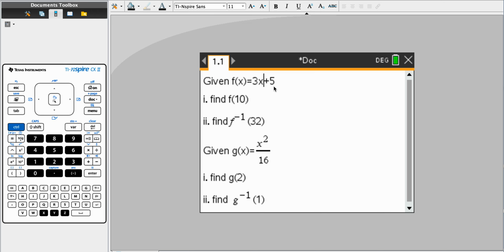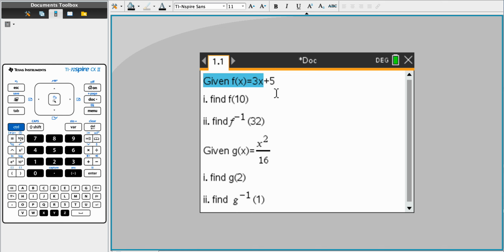Function here, 3x + 5, and after that we're going to find f(10) and the inverse function of 32. And we have another nonlinear function, g(x) = x squared over 16, and we're going to find g(2) and the inverse function of 1. Okay, there are two ways of solving this. Let's just focus on the linear function, 3x + 5, first.